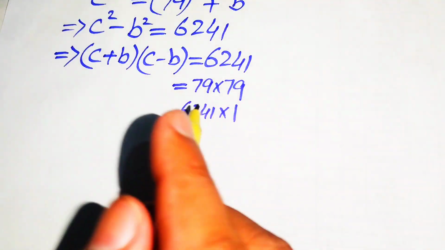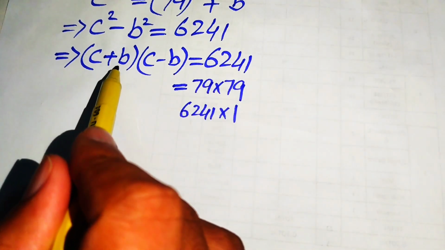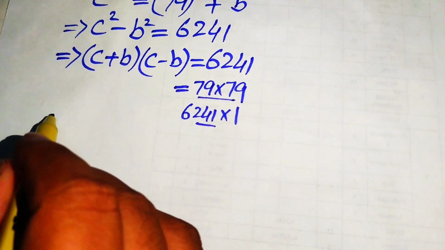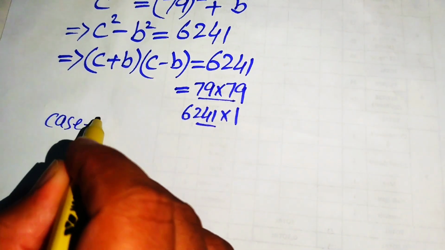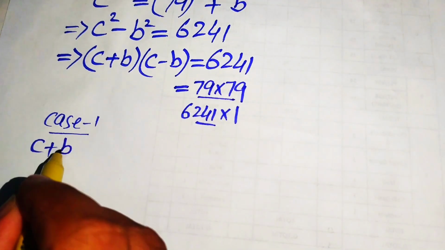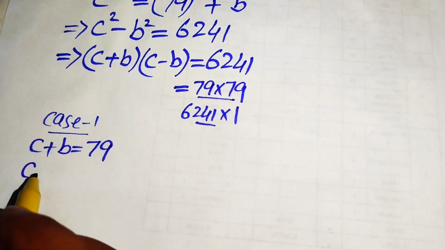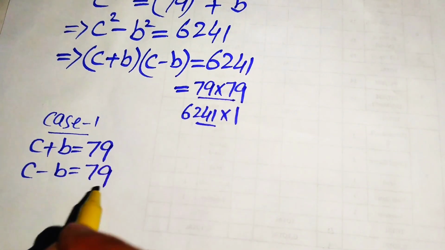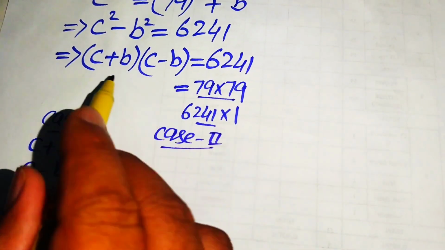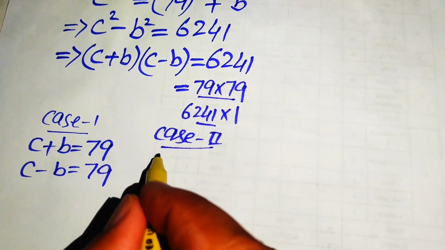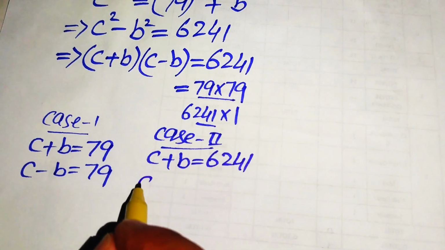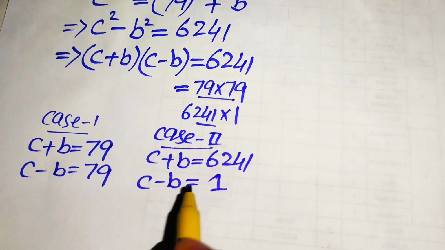So it means that we have two cases here. We compare the left hand side with these two numbers. Our case number 1 is we compare these two numbers with 79 and we write it as c plus b equals 79 and c minus b equals 79. So this is our case number 1. In case number 2, we compare the left hand side with these two numbers and we write it as c plus b equals 6241 and c minus b equals 1.